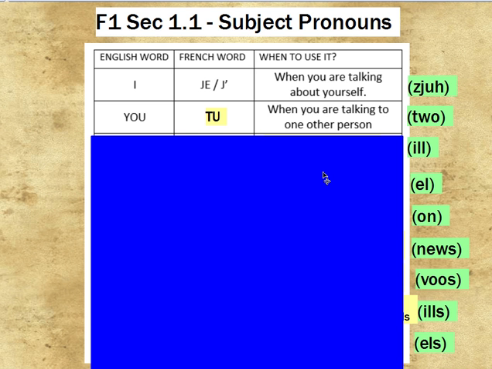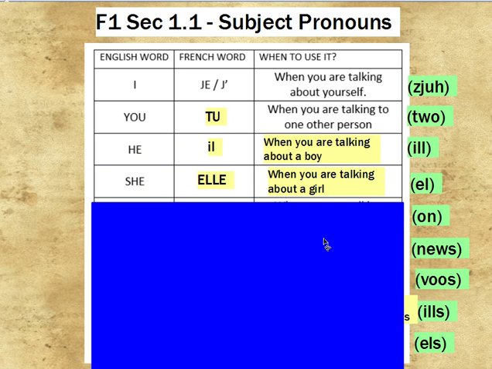In French, the word I is je. And just like in the English language, when you use the word I, you're talking about yourself. The word you in the French language is the word tu. And just like in the English language, you use it when you are talking to one other person.